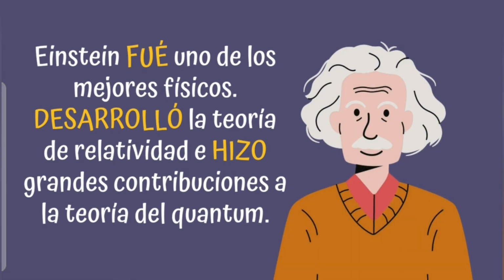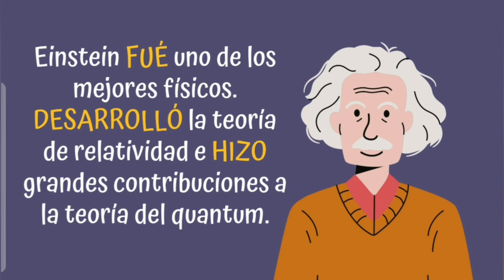Here we're talking about Einstein, okay? So if you want to name what he did, then you have to write it in indefinite past, okay? So now let's start with the first phrase. Einstein was one of the best physicists. So if you want to say this, in Spanish you have to say, Einstein fue uno de los mejores físicos, okay?